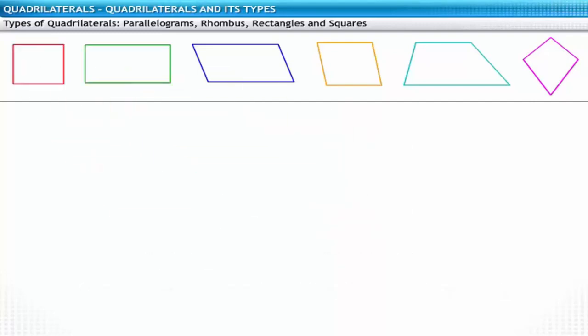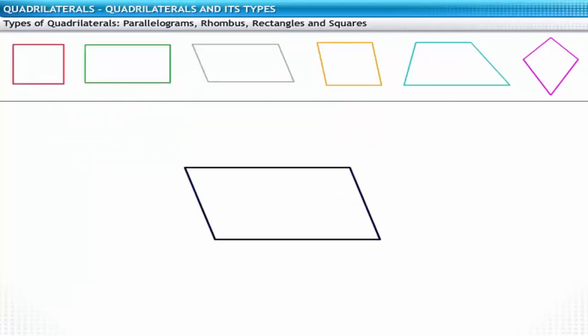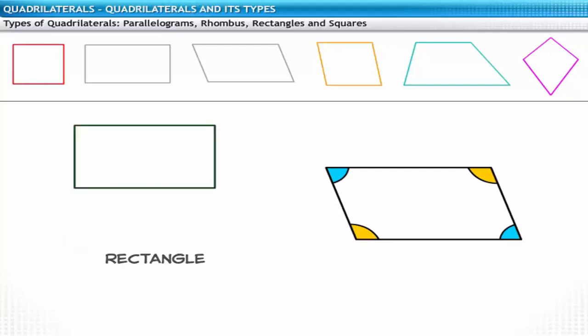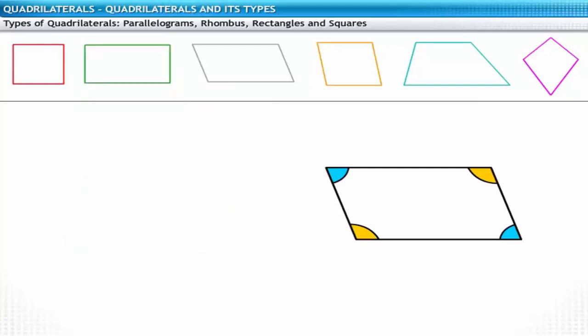Next, let's consider the third quadrilateral. If we compare it with the rectangle, we see that it is different from the rectangle in terms of the measure of its angles. Its angles are not right angles. However, the opposite angles are equal. Such a quadrilateral is called a parallelogram.